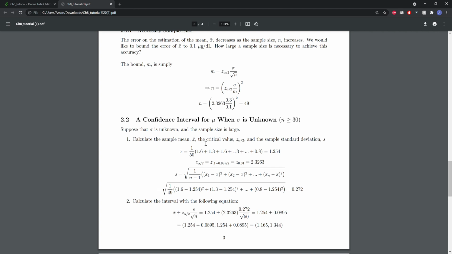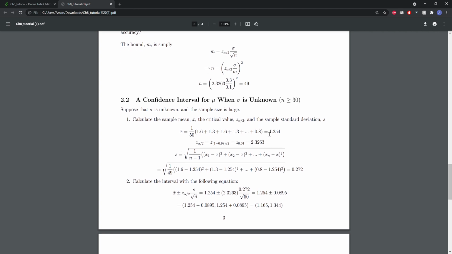So we calculate the sample mean the regular way. We get the same answer, 1.254. The critical value is the same, 2.3263. And now we calculate the sample standard deviation. This is the additional step to what we did above. And it's calculated to be 0.272, right? Which is pretty close to the known value that we used in the prior question, which was 0.3.